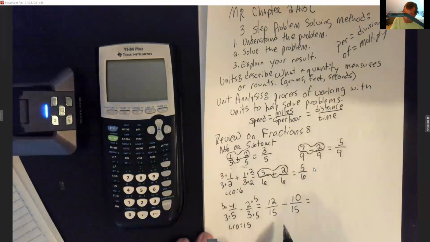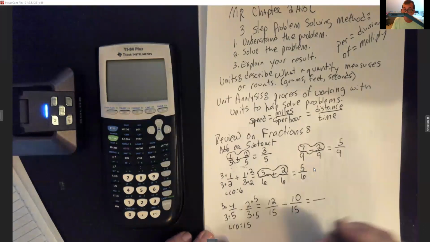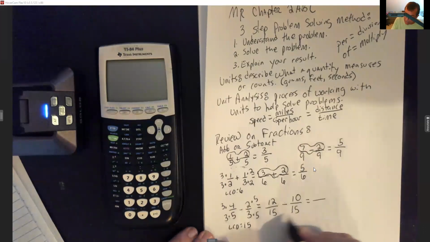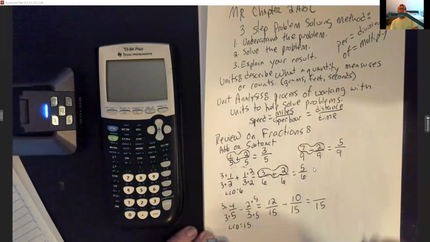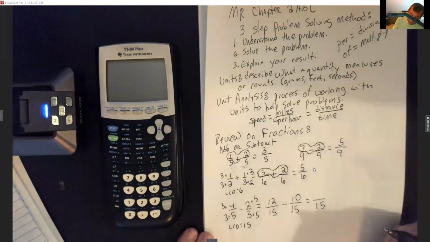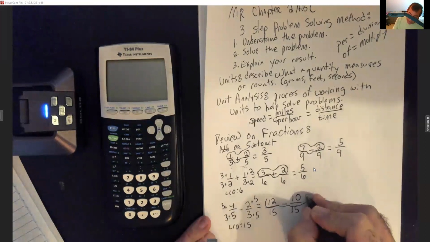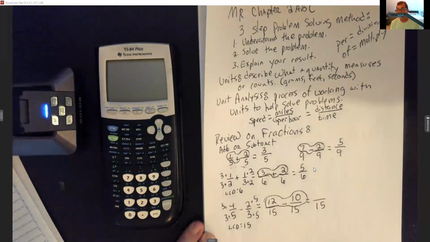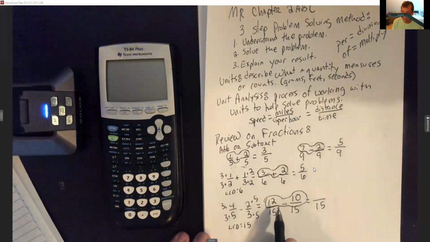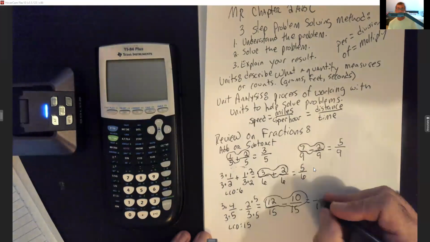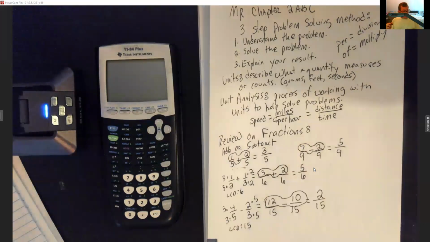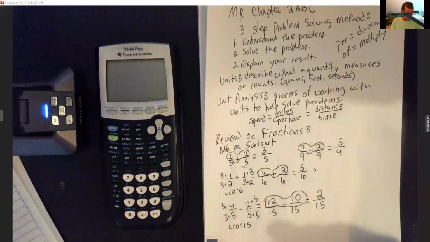Now I can see that they have a common denominator now of 15. So my final answer on this step will have a 15. And then all the subtracting gets done on the top. So 12 minus 10 is 2. And y'all, guess what? 2 over 15 does not reduce. So that would be the final answer.